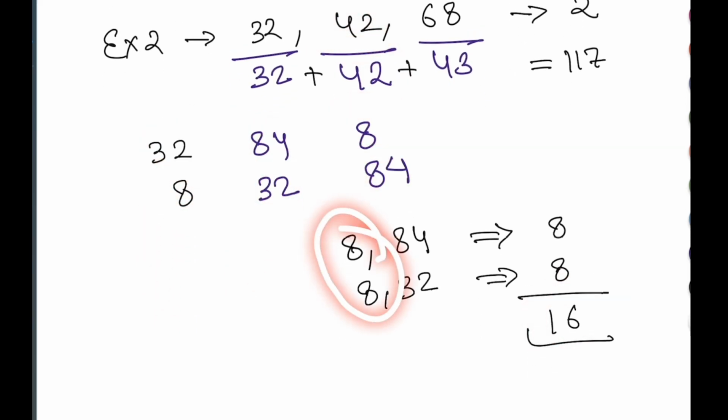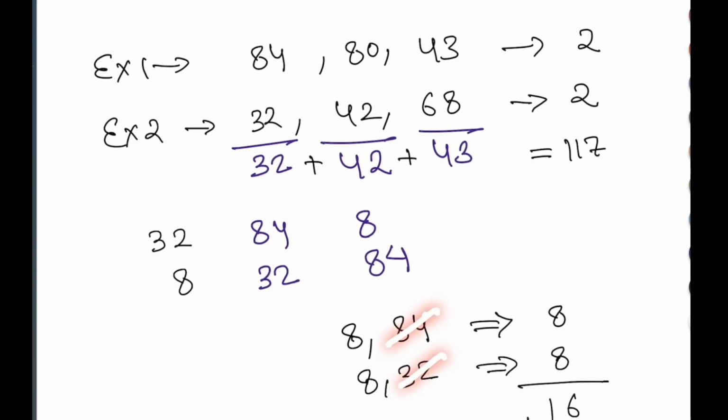So again, the cost will be 8 and 8. Instead of 84 and 32, we are trying to swap 80 and 42. The cost will again be 8 and 8, which is total 16. So instead of 32, the cost can be 16. Instead of 42, the cost can be 16. And instead of 43, the cost can be 16. The total will actually be 48. This is going to be our final answer and not 117. This is the logic we are missing.